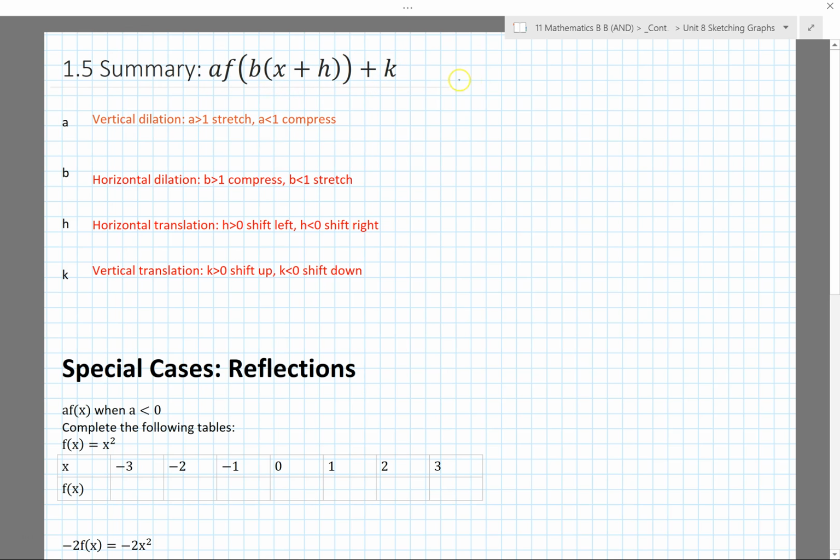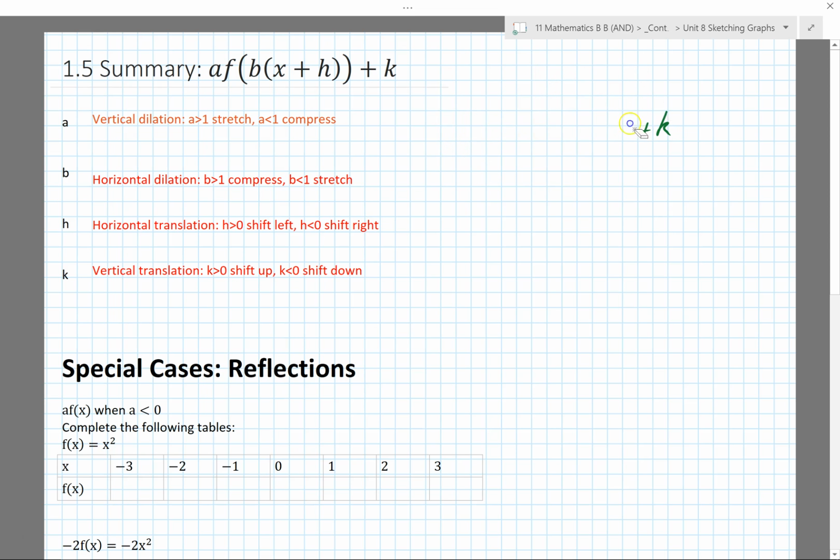If I have all of these letters and my function originally was x cubed, then all of these combined will look like this: I'll start from inside. I'll add h, and then I'll multiply by b, and then I'll apply the function. So I'll cube everything, and then I'll multiply by a, and to the final result, I'll add k. That's as hard as it's going to get.